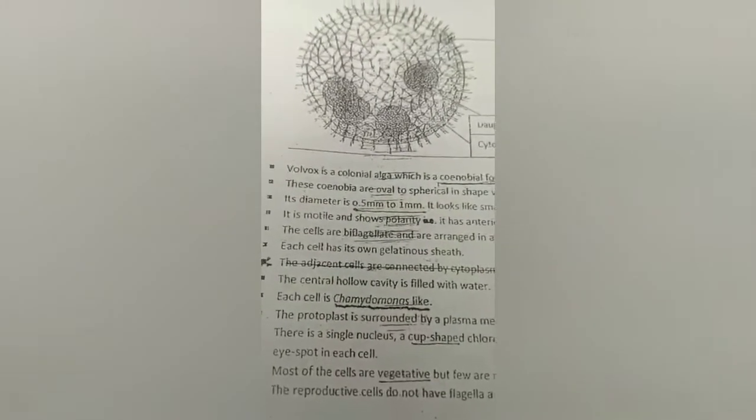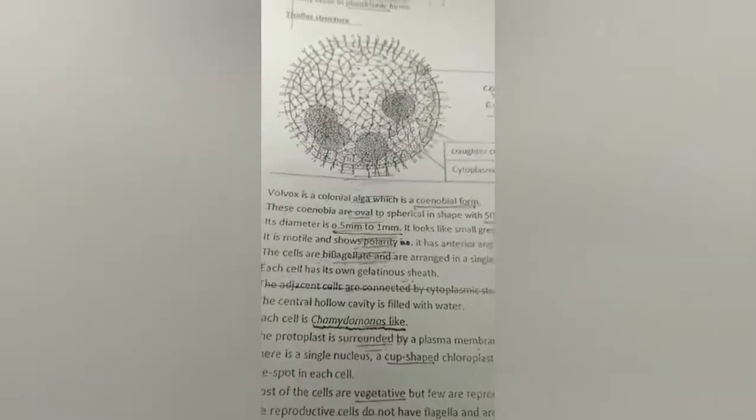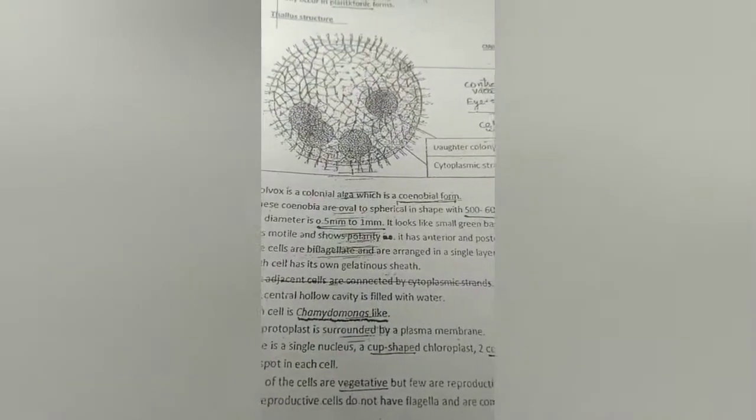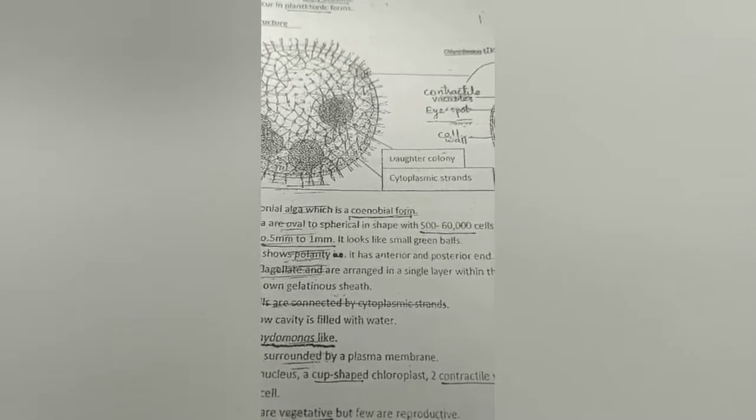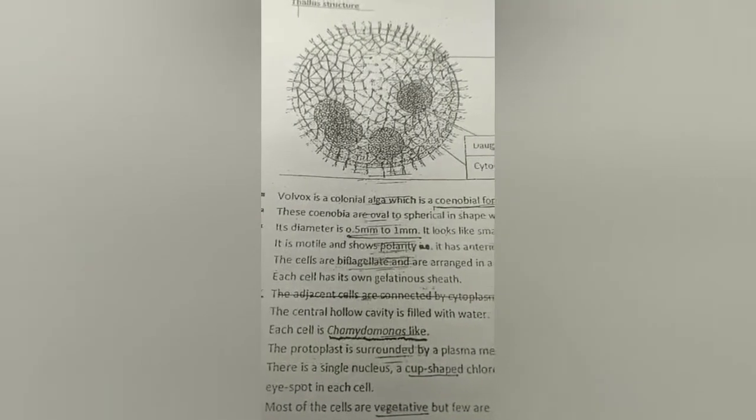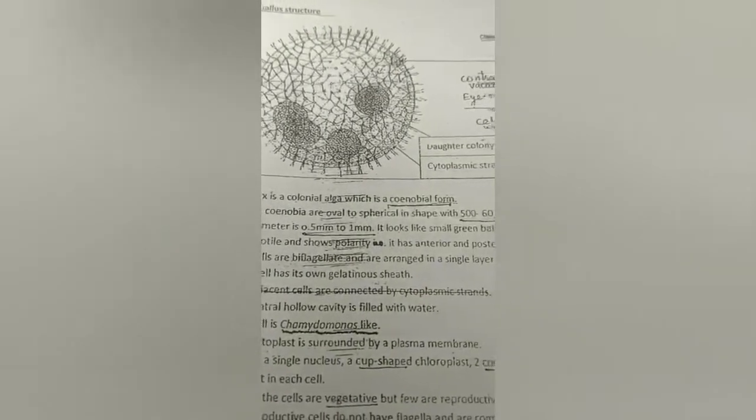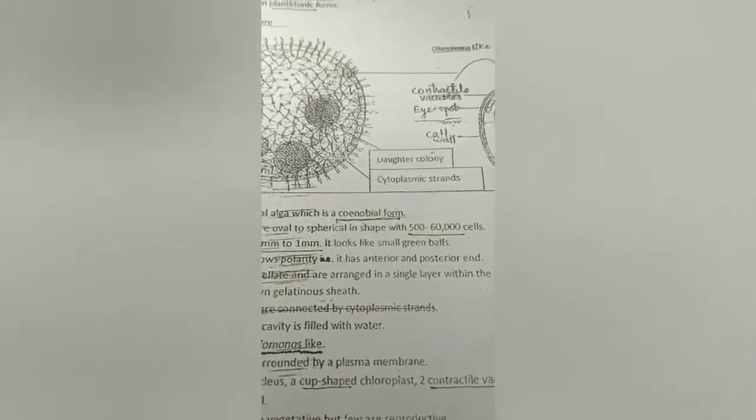So Volvox is a colonial alga which is of coenobial form. This is called a coenobium. These coenobia are oval to spherical in shape with 500 to 60,000 cells. Its diameter is 0.5 mm to 1 mm. It looks like small green balls. It is motile and shows polarity. It has an anterior and a posterior end.